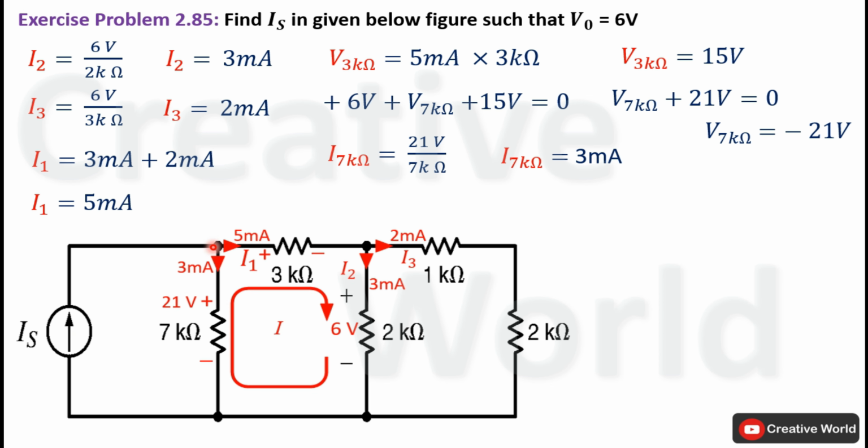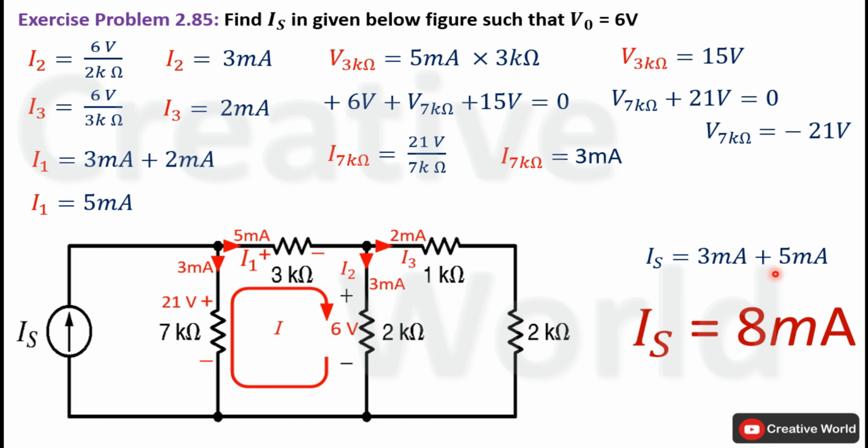On this node, 2 currents are leaving and 1 current is entering. So using Kirchhoff's current law, we can calculate the value of current IS. That will be equal to the sum of both leaving currents. IS is equal to sum of 3 milliampere and 5 milliampere. It will become 8 milliampere. So the value of current IS inside this network is 8 milliampere.